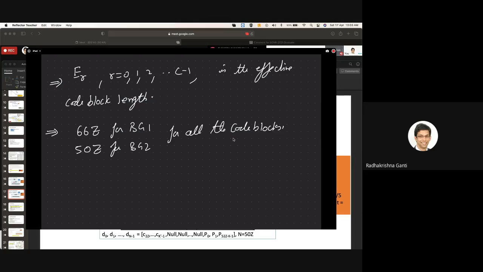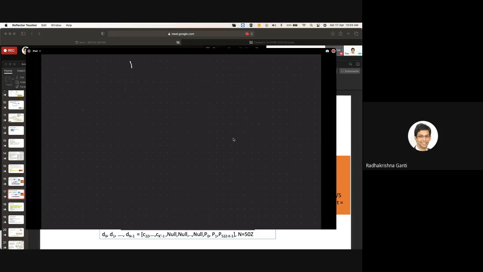Similarly, let's just focus on BG1 so that it's easy for us. Okay. So you have some code blocks and you want those lengths to be this, but this is the length that is coming out of your LDPC encoder after you do puncturing. Okay. So how do you match ER to 66Z? How do you make sure that this effectively gets matched? So this is where rate matching comes into picture.